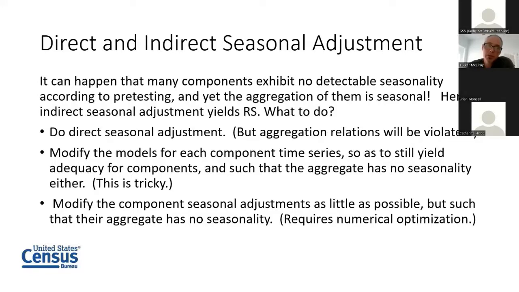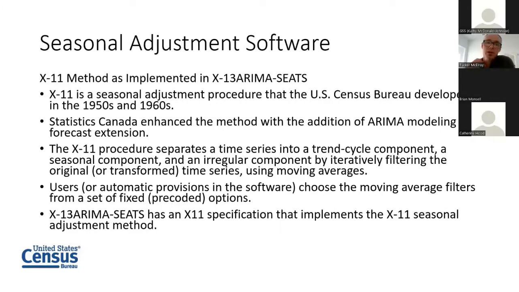And then third is a more nuanced or intricate approach to that idea. We could try to modify the component seasonal adjustments as little as possible, but such that their aggregate has no seasonality, and that would require some numerical optimization. We're doing some research projects on this right now, but it's not been incorporated in the software. So again, just a bird's eye view of direct versus indirect. And so next I'd like to talk about seasonal adjustment software.